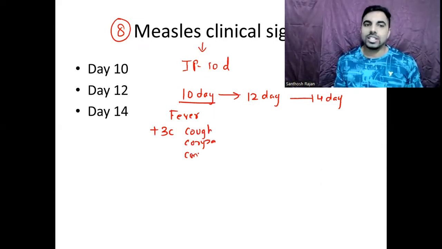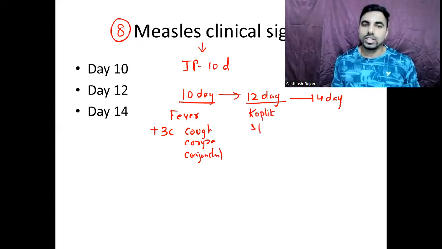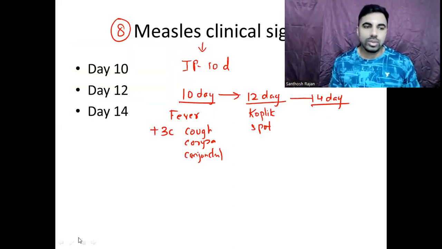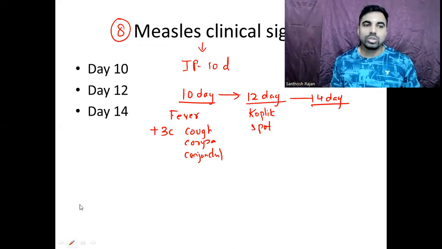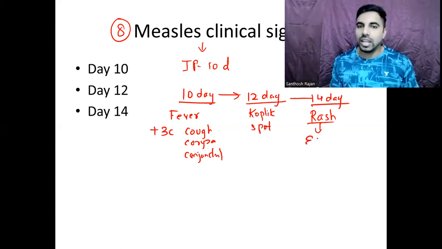Cough, coryza, and conjunctivitis. On day 12, you're going to have Koplik spots, that's it. On the 14th day, the rash starts, like the rash I'm showing in the picture. I'll show it once again. So on the 14th day you'll have a rash. The rash usually starts behind the ear.